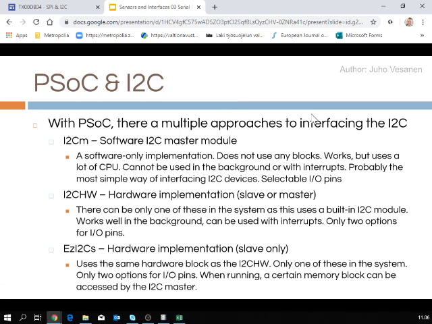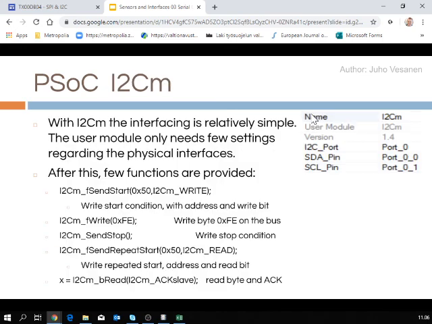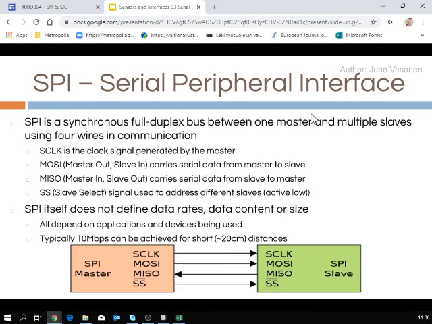PSoC and I2C. This is actually for the PSoC 1. The similar things are also for this PSoC 5 that we are using. So I'll just leave it like that. That was the I2C.